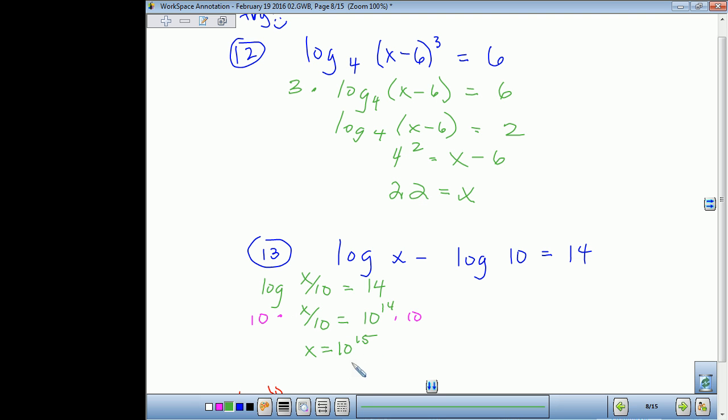And I'm okay with that. You don't have to write 15 zeros. Well, wait. I don't want to count. I don't want to count 15 zeros.